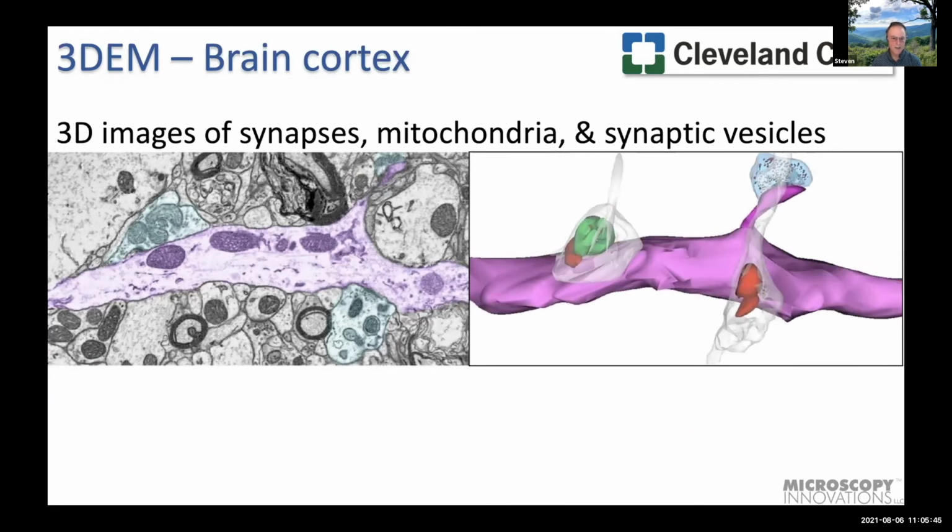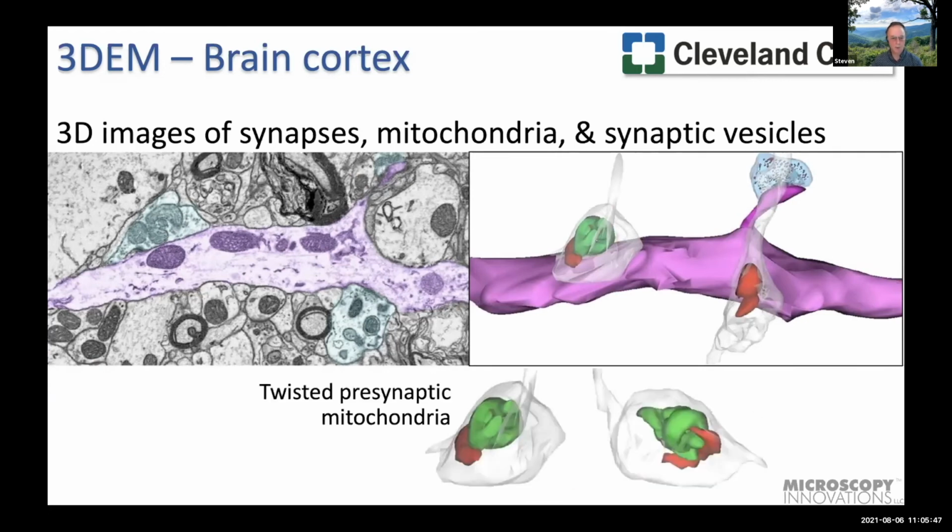And what is fascinating is that the mitochondria and the presynaptic terminal are actually intertwined around each other. This takes a couple of different views to see, something that's very difficult to see in a single section view.